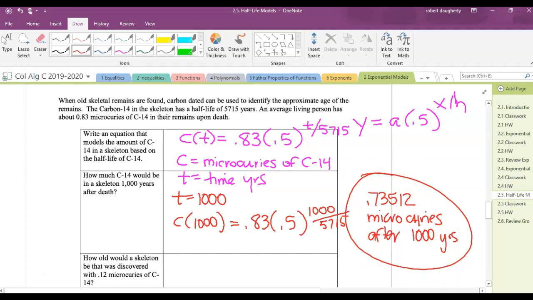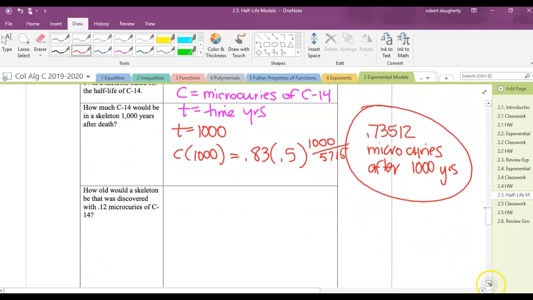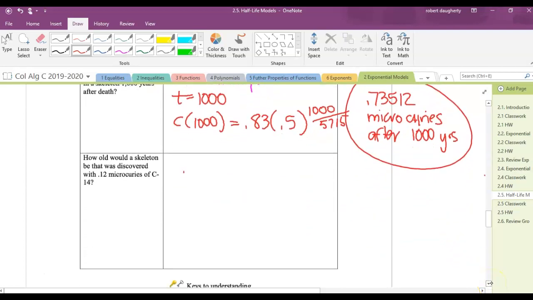How old would a skeleton be that was discovered with 0.12 microcuries? Okay, how old means I'm solving for time. Time is the exponent, okay? So 0.12, when does the level reach 0.12? So I go back to that same equation, and I'm solving for that exponent t to figure out how much time it would take for it to get to 0.12. And here again, I'm just going to use my nsolve command.